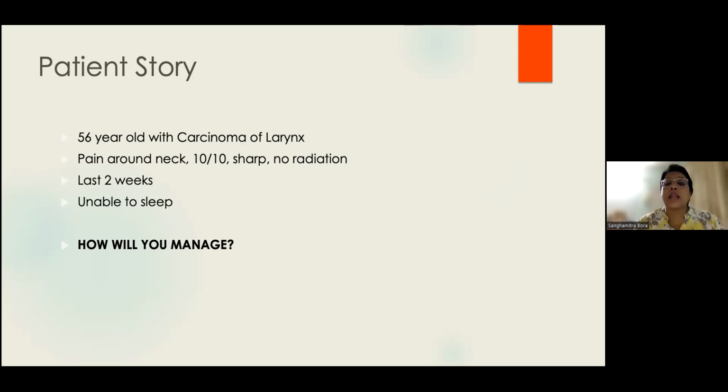You can actually put your thoughts on the chat box, or you can talk also. I just need 1 or 2 responses so that we can take this forward. Can I have just one response? How are you going to manage this pain? IV morphine.